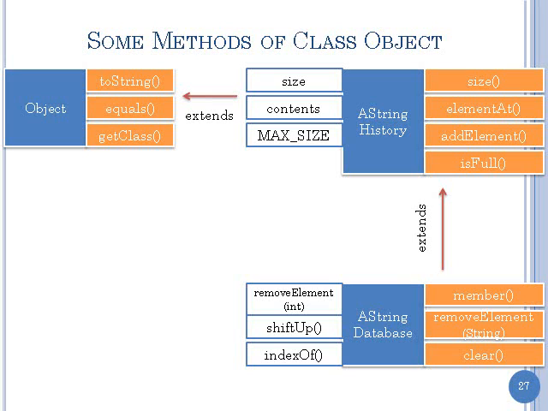Okay, and like I said, class object does have interesting methods that are worth inheriting. Three of these methods are here. ToString, which gives you a string representation of the object. Equals, which tells you whether an object is equal to another object or not. Not equals, but whether the contents are the same. And getClass, which tells you what the class of an object is.